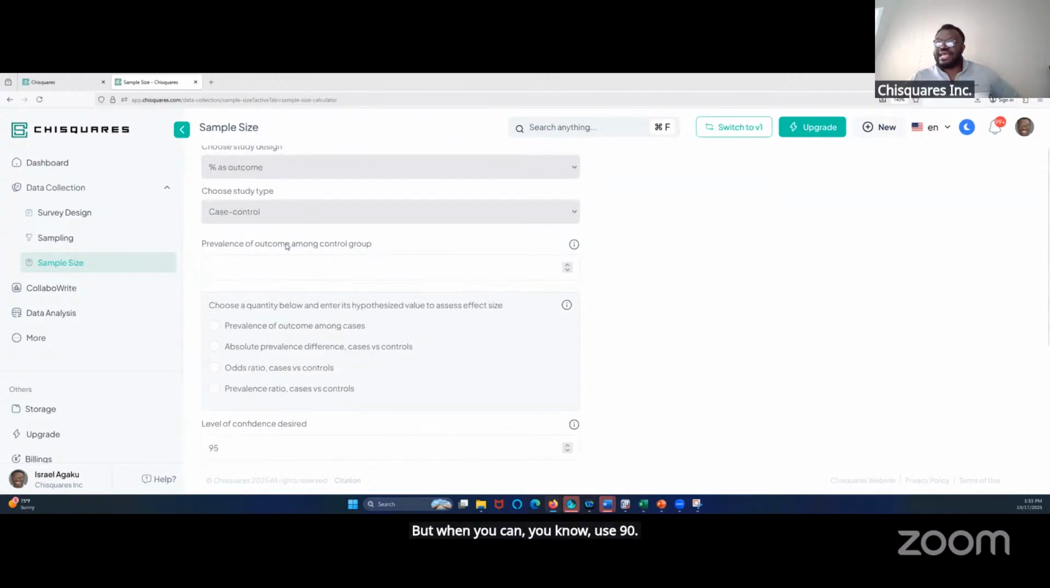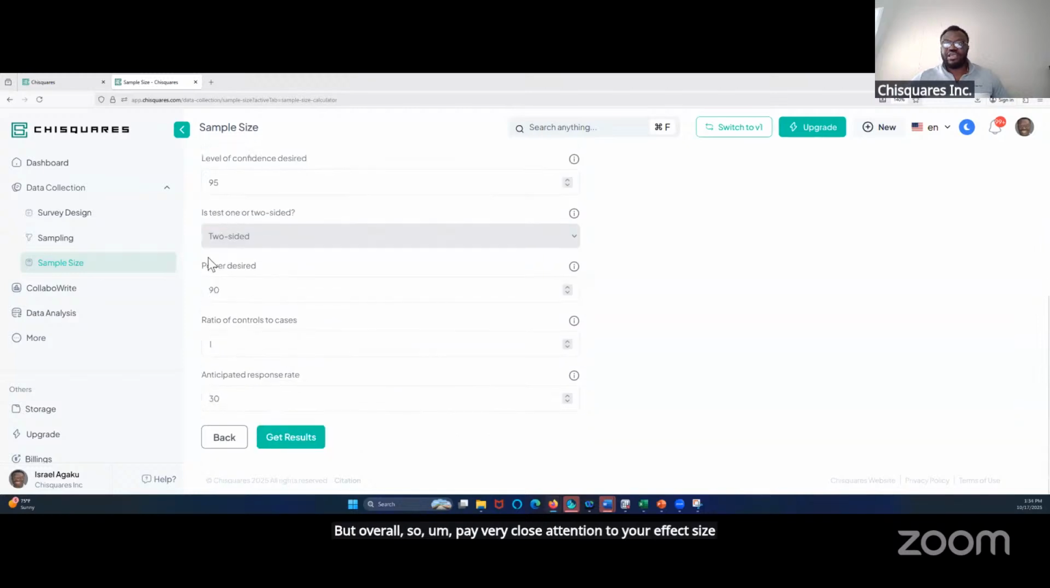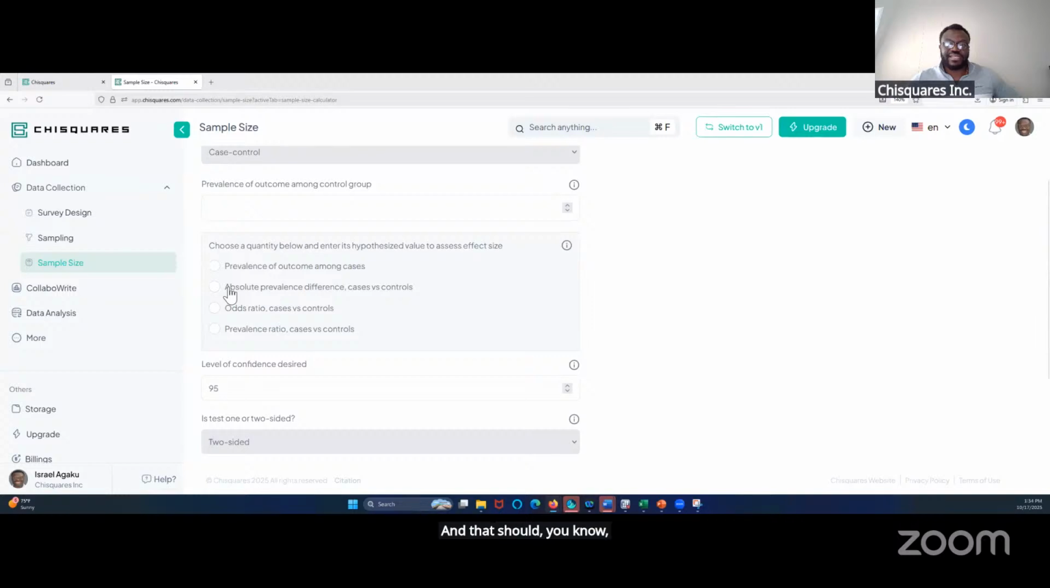And then lastly, another very important thing that will determine the sample size is the effect size. The effect size simply means how big of a difference do we want to see. The smaller the difference you want to detect, the larger the sample size you're going to need. But overall, pay very close attention to your effect size, ideally always use a two-sided test. And then if you can, use power of 90. If you can't, use power of 80. And you should be fine in that context.